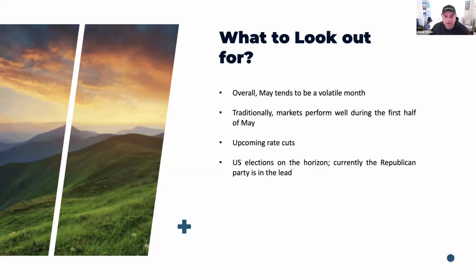So like I said, overall, May tends to be a volatile month. First half of May is pretty good. Second half, the latter bit is pretty good. June is not very good. And the markets this year are simply looking for rate cuts. In Canada and the US, we're looking, when are these rate cuts going to happen? Are they going to happen sooner or later? Nobody really knows that yet.